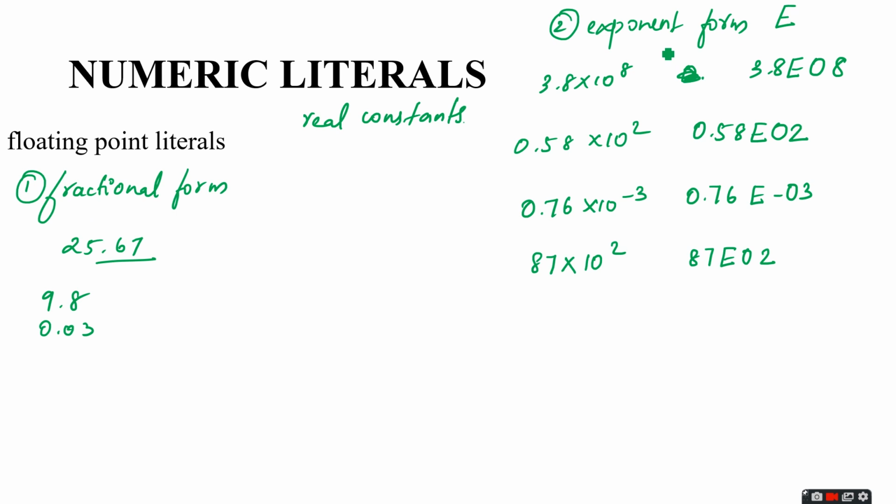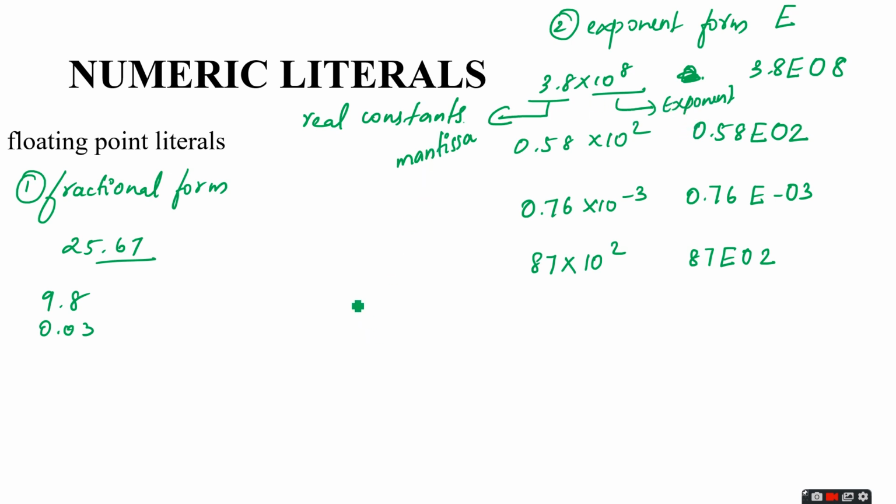Now, this exponent form is having two parts. First one, 3.8, the point part, is known as the mantissa, and 10 raised to 8 is known as the exponent part. So an exponent form is having two parts: first one is the mantissa part and second one is the exponent part.